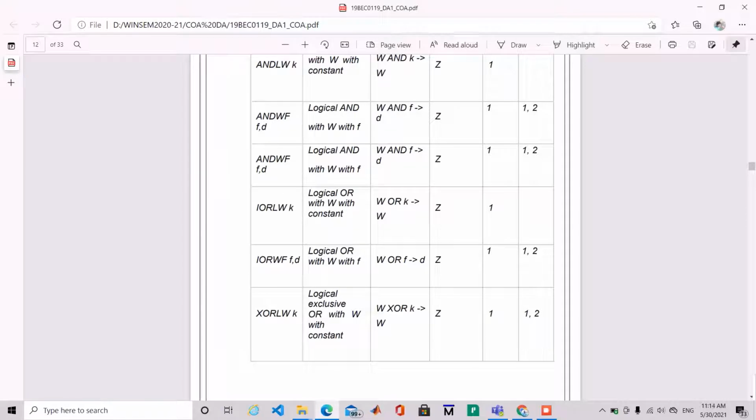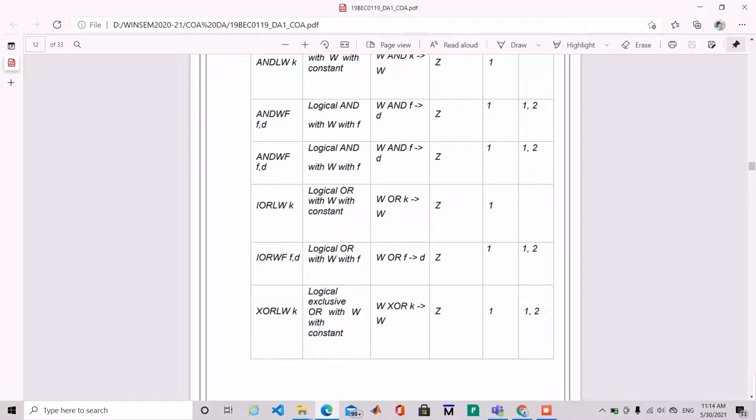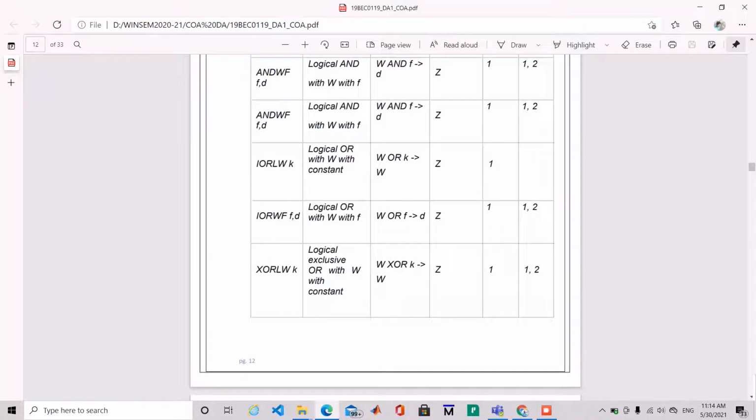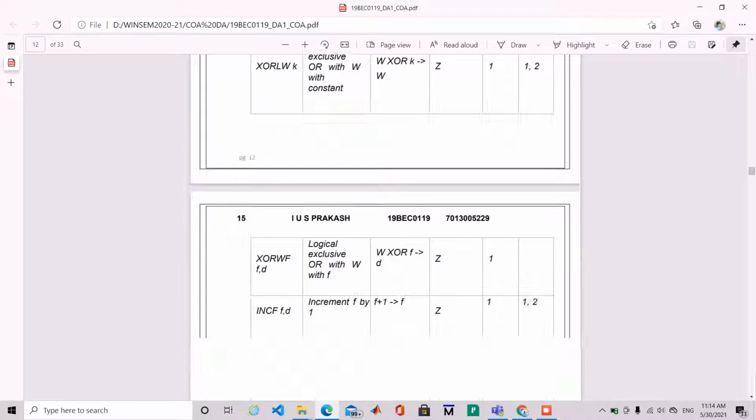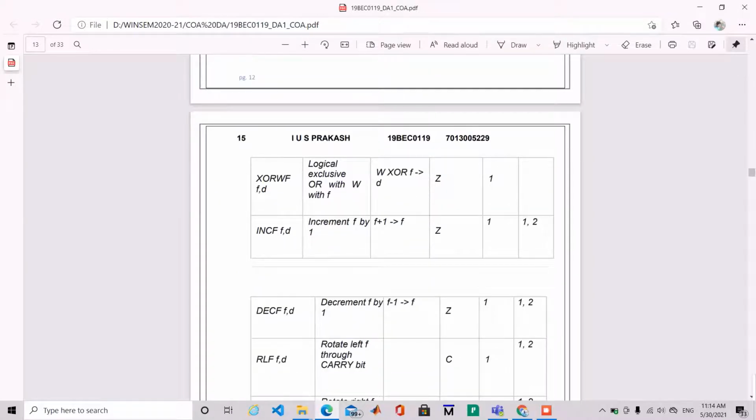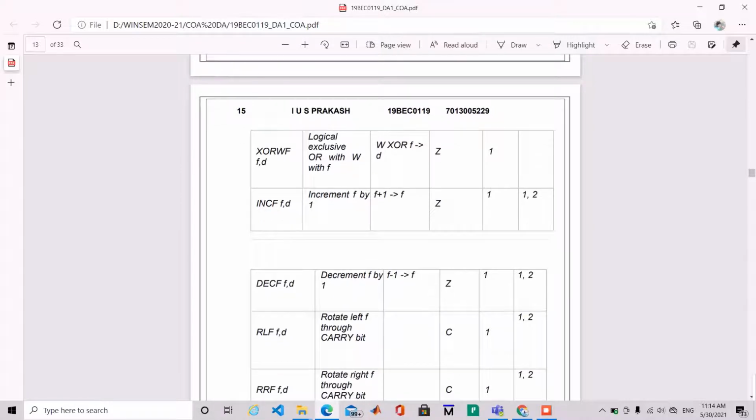IORLW K. Logical OR of W with the constant. And then the logical OR of W with F. It means IORWF f comma d. And then XORLW K. Logical exclusive OR of W with the constant. And then XORWF f comma d. Logical exclusive OR of W with F. And then INCF f comma d. And it means incrementing F by 1.